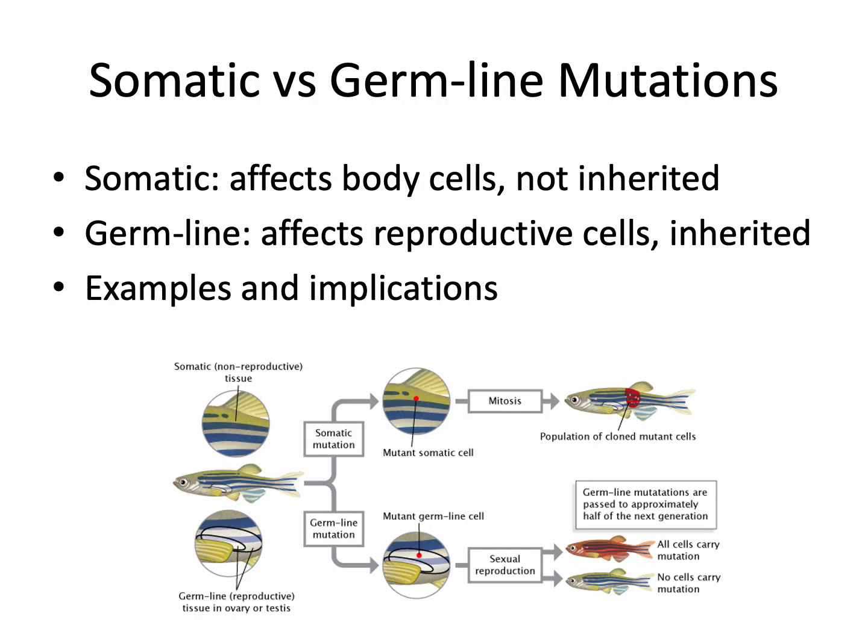Then there are two different types of mutations depending on where they occur. Somatic mutations occur in body cells and are not inherited. Germline mutations affect reproductive cells and can be passed to offspring. Understanding this distinction is crucial in fields like cancer genomics and inherited disease research.